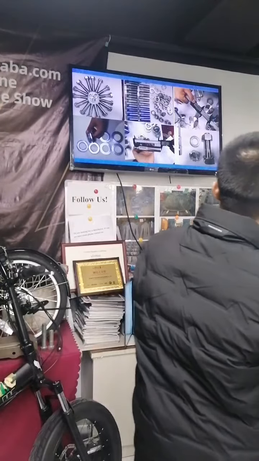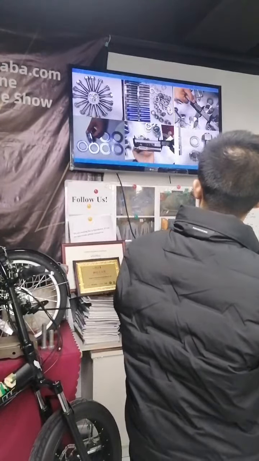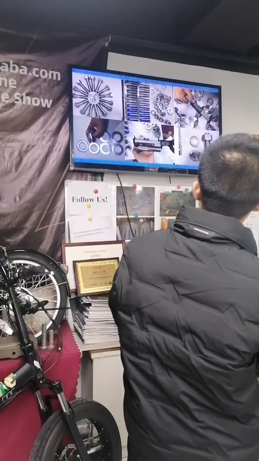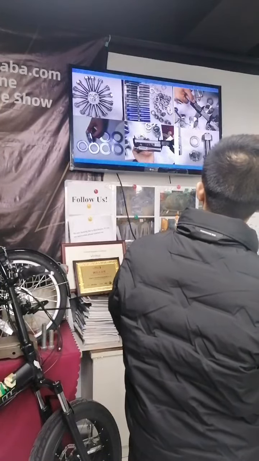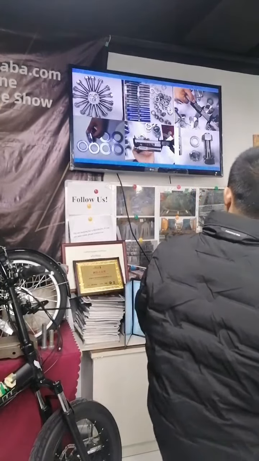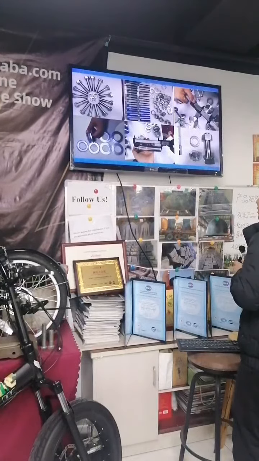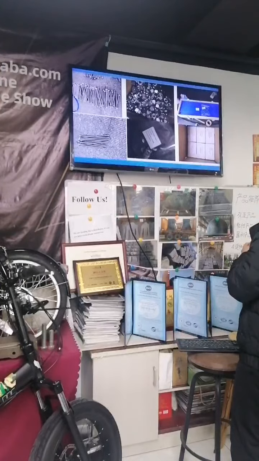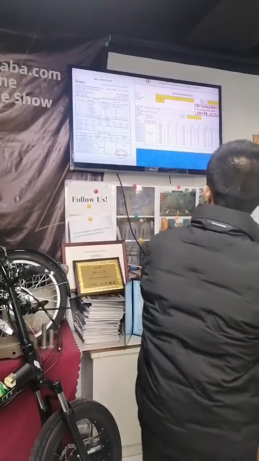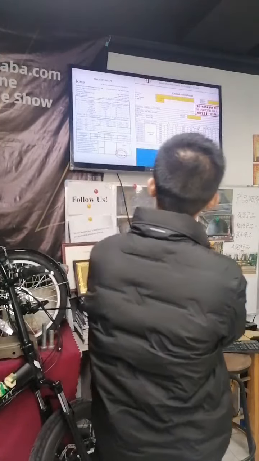And this is our products, photos of our products. The material certificate.